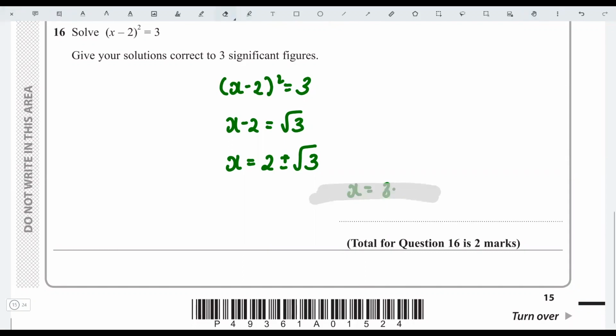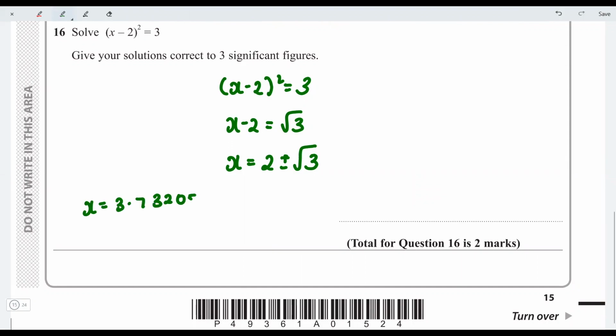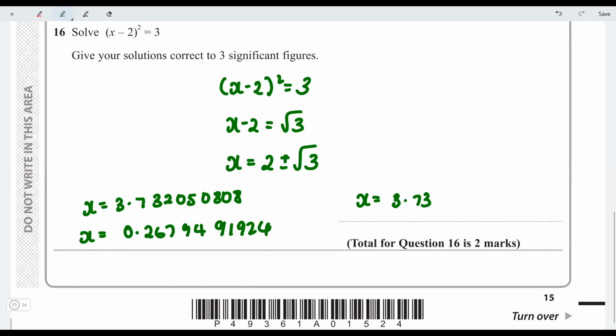So let's change it. So x equals 3.7320500808, or x equals 0.2679491924. And I want it to 3 significant figures, 3.73, or x equals 0.268. And there we are. Answer.